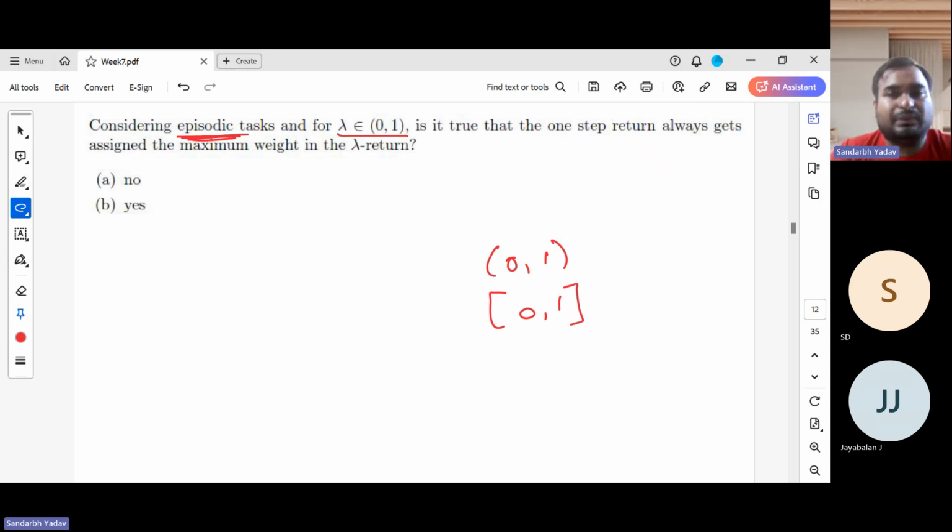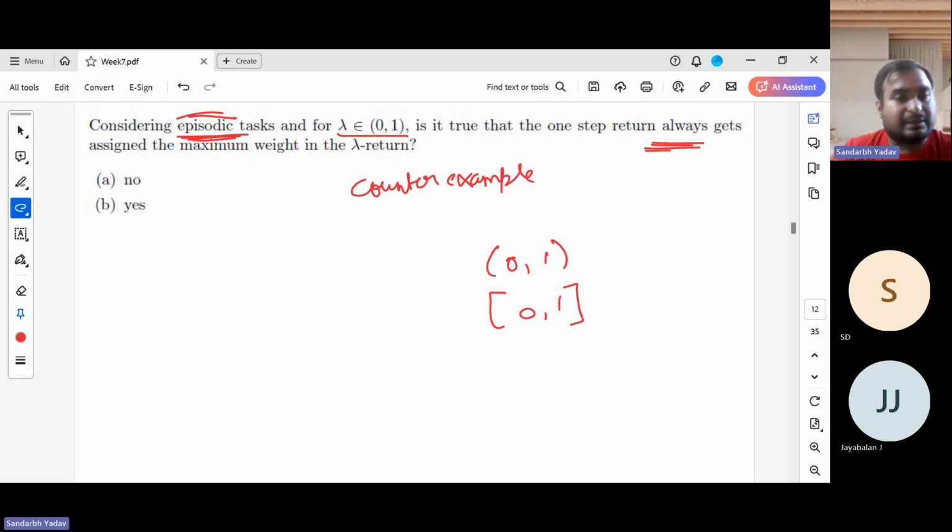So is it true that the one-step return always gets assigned the maximum weight in the lambda return? This is again a key point: does it always happen? The key thing to notice is that it is asking about an episodic task. Either you can prove that it always happens, or if it doesn't, you can give what is called a counterexample. One counterexample is generally sufficient to disprove that statement. So here also we will do a similar kind of thing.